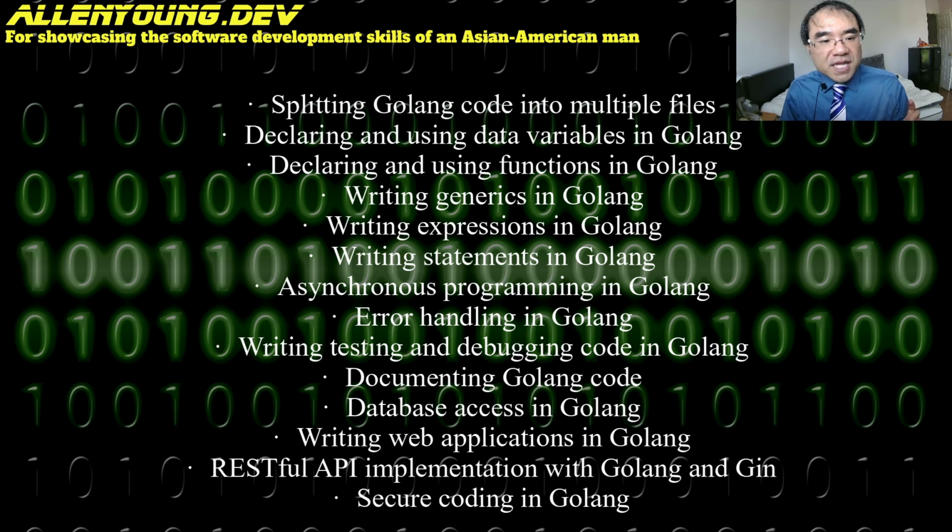I review and keep in mind the following Go language construct and usage techniques when I write a software program in Go. Splitting Golang code into multiple files, which include using packages and imports in Golang, keeping Go module compatibility, setting up and managing a Go workspace with Git support, and managing dependencies. Declaring and using data variables in Golang.